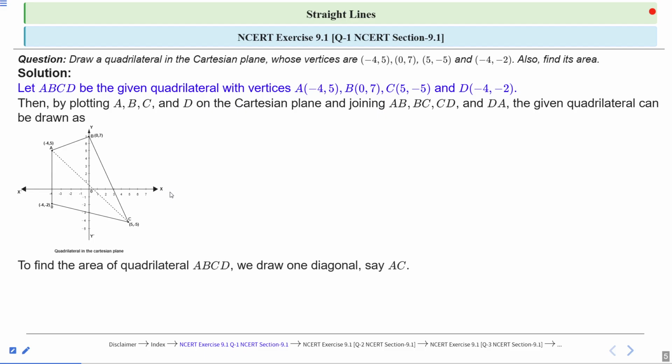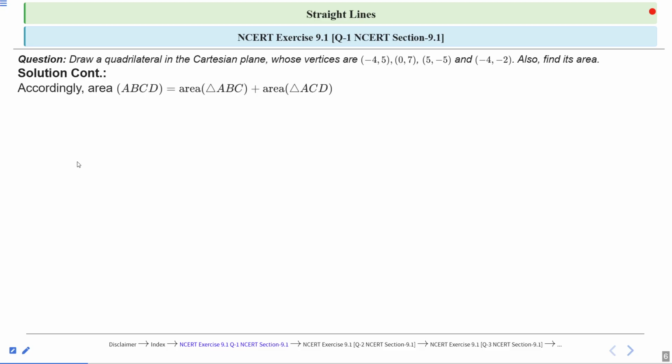To find the area of quadrilateral ABCD, first of all, we have to draw one diagonal, say AC. Here we have drawn AC as a diagonal of the quadrilateral ABCD. Accordingly, the area of quadrilateral ABCD is equal to the area of triangle ABC plus the area of triangle ACD. So the area of quadrilateral ABCD is the sum of the areas of triangle ABC and triangle ACD.